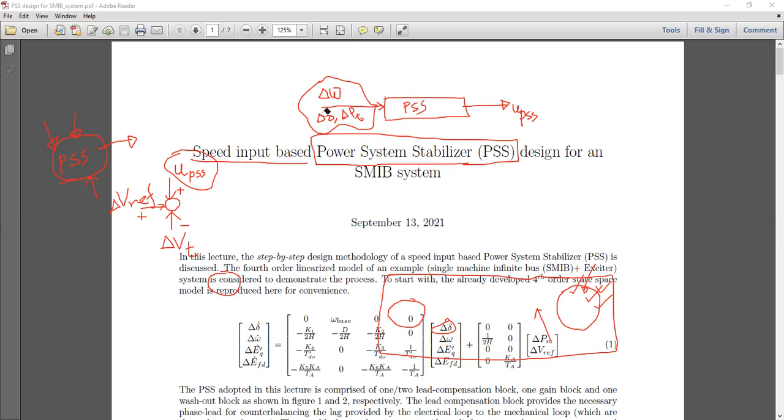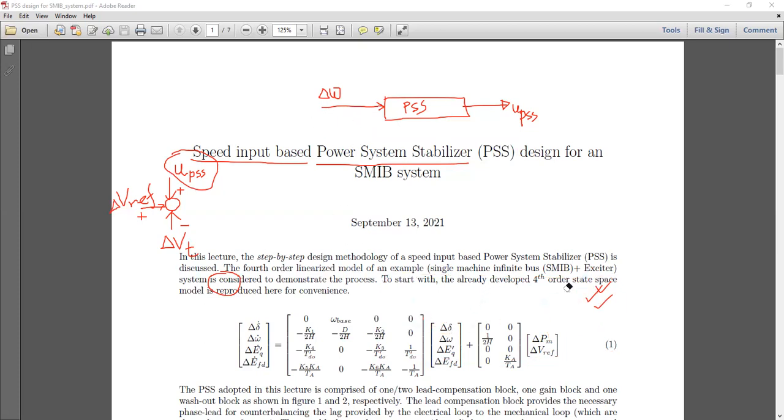But in today's lecture, we will use the speed input for the design of the power system stabilizer block. However, the same design principle, the same method, could be used for any other kind of inputs. Of course, the mathematical relationships should be changed accordingly. So let's start the design process.